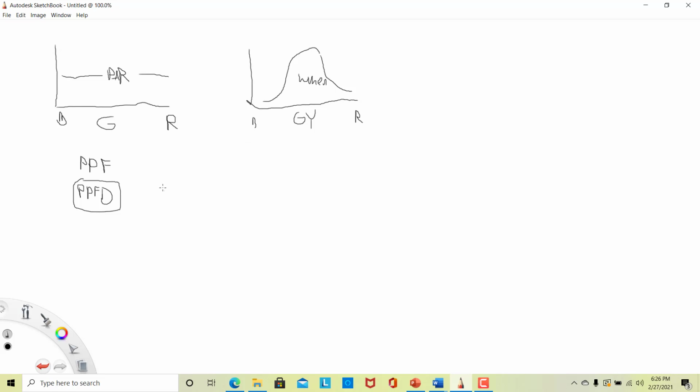Now, the problem with this PAR and PPF and PPFD is that a lot of light manufacturers still utilize lumens as their measurement, right? And they use lumens, and they'll use what we see as lux. And lux is essentially the equivalent of this PPFD value when you're talking about lumens, right?